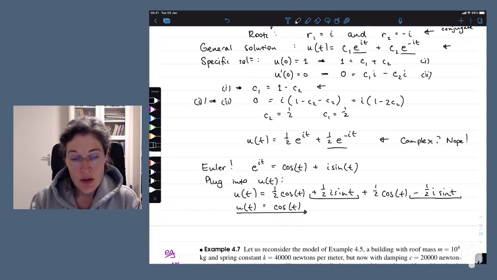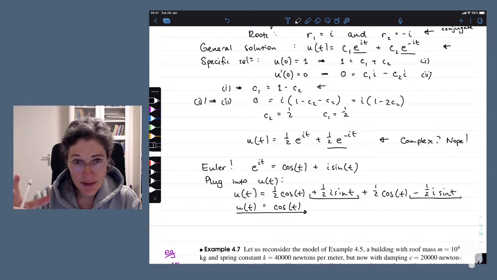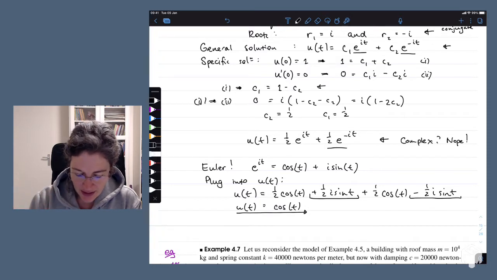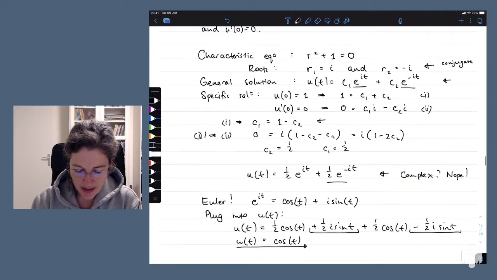So there are two things to notice here. The first thing is, yay, we got a real solution to a real differential equation. So actually there was no weirdness. It was just that the apparent complexity came in because we were solving the way we did. But our actual solution is real. This is great.